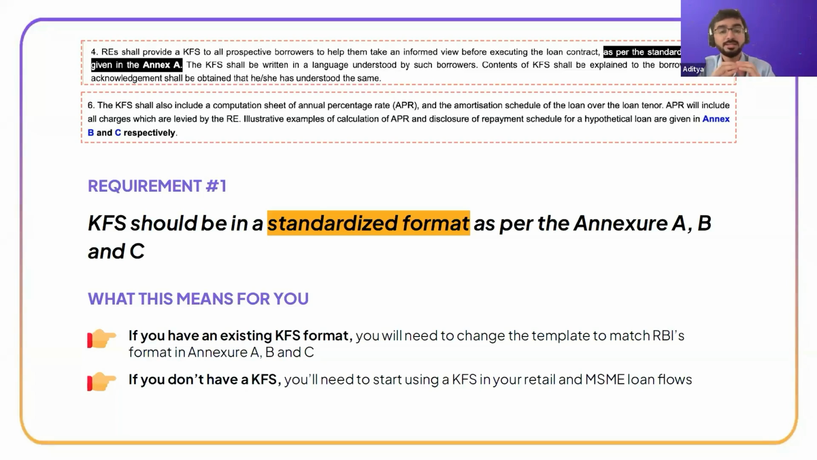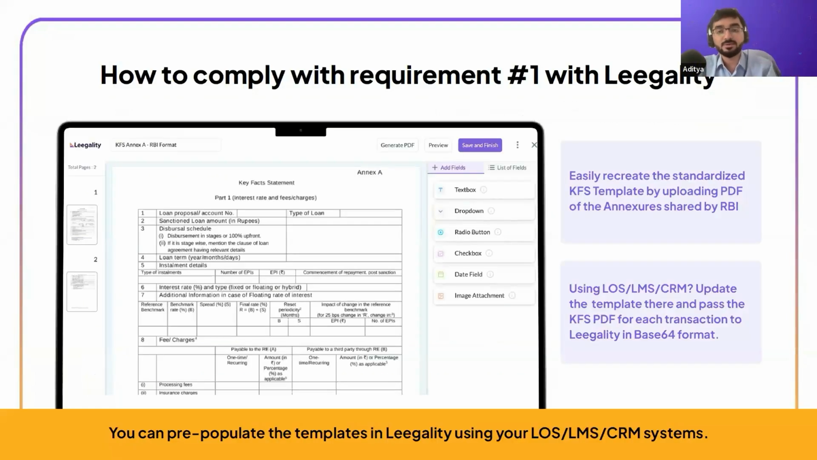The first requirement: a simple format change if you have a KFS, and introduction of KFS into your loan workflow if you don't have a KFS. Physically, it's obviously straightforward to comply. How do you comply with this digitally? We've seen two things. One, digitally, some banks and NBFCs digitize and generate the KFS on their LOS or LMS end. And when they're using Leegality, they pass on the PDF directly to us.